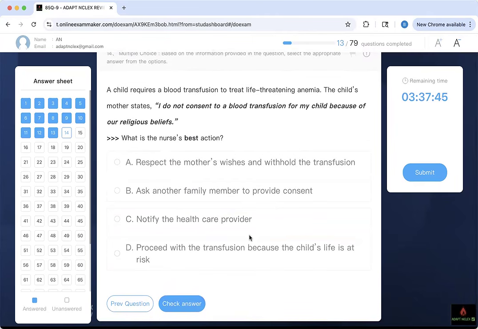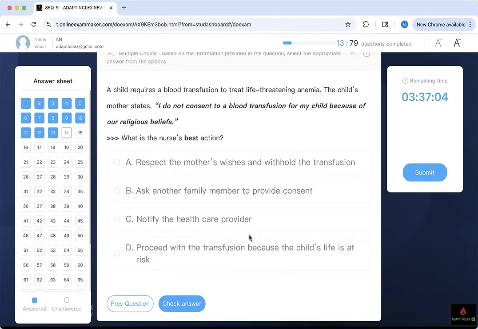The child requires a blood transfusion to treat life-threatening anemia. The child's mother states, I do not consent to a blood transfusion for my child because of our religious belief. What is the next best action? Respect the mother's wishes and withhold the transfusion. Ask another family member to provide consent. Notify the care provider. Proceed with the transfusion because the child's life is at risk. Which one would you pick?